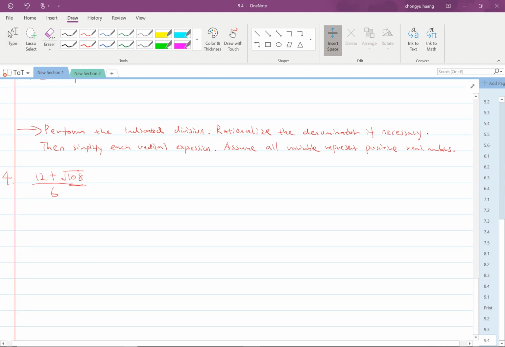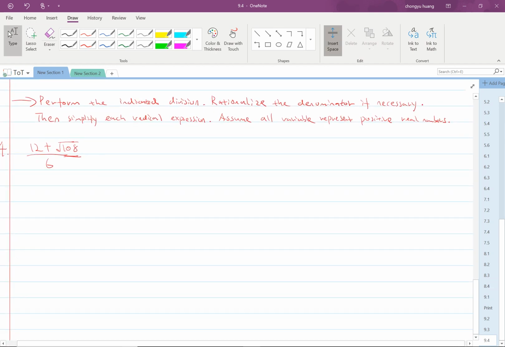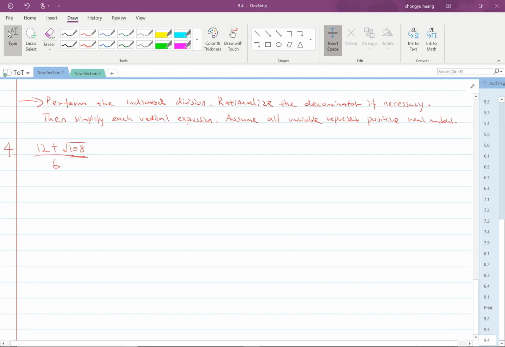As always, you want to read clearly what we have to do. Always remember, when you do the question, read the details clearly and know what you have to do to get all the marks. Over here the question says we want to perform the indicated division, and we want to rationalize the denominator if necessary.